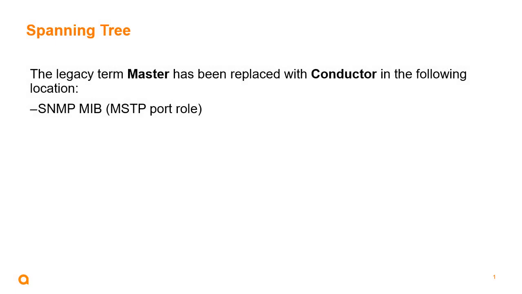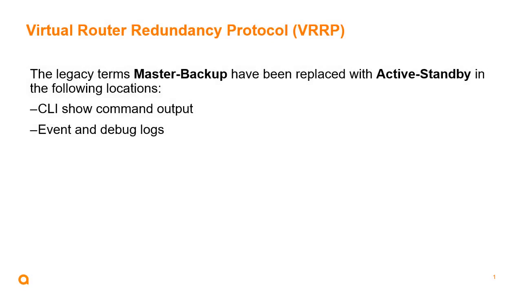For spanning tree, for the MSTP port role SNMP MIB, the legacy term master has been replaced with conductor. For VRRP, the legacy terms master and backup have been replaced with active and standby in the command line show command output and event and debug logs.